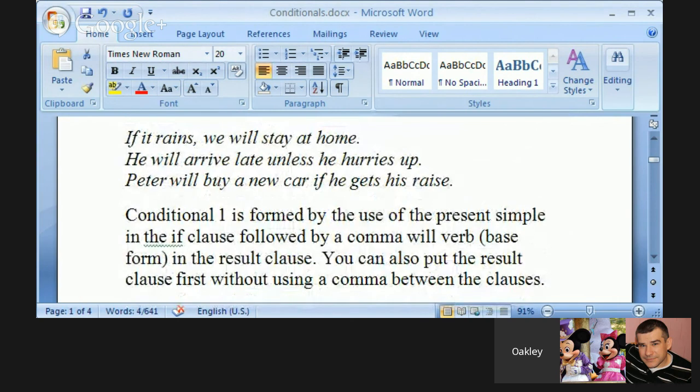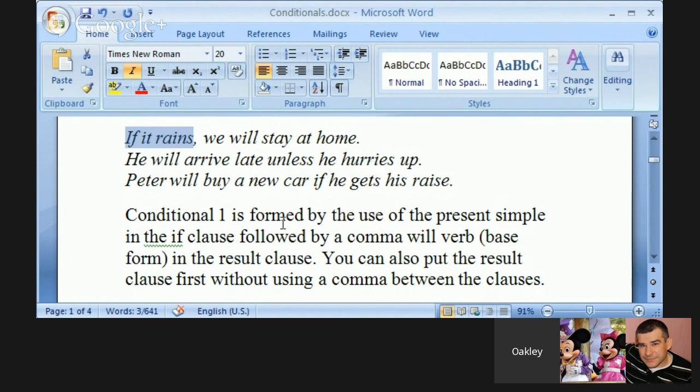I'll have you guys try some sentences of your own. All right, here it is, the if clause or the condition. If it rains, we will stay at home. First thing to note, in the actual sentence structure, I can put the condition in the back half of the sentence if I so choose. We will stay at home if it rains. It has no significance as far as the meaning of the sentence. It means exactly the same thing.